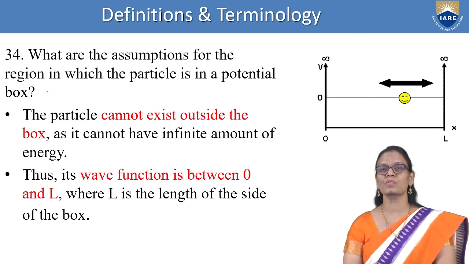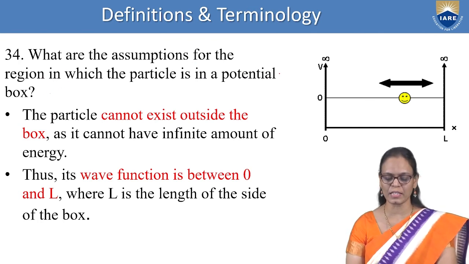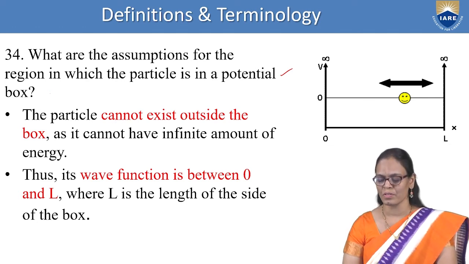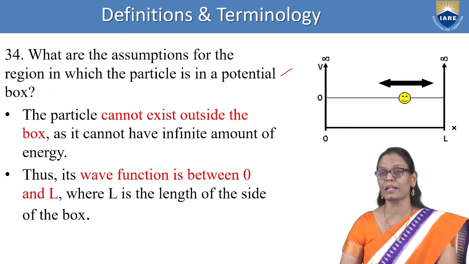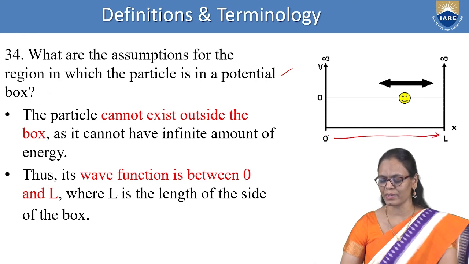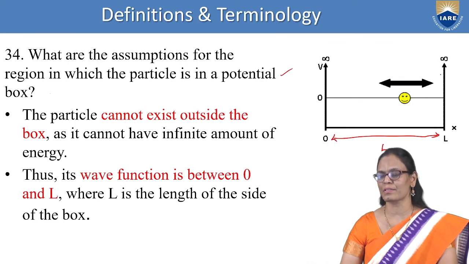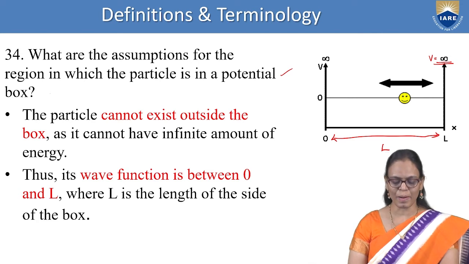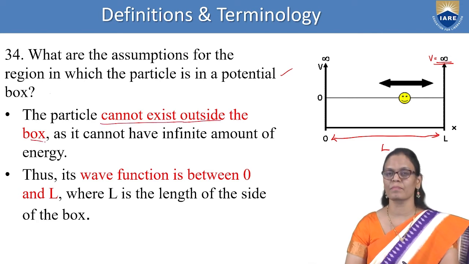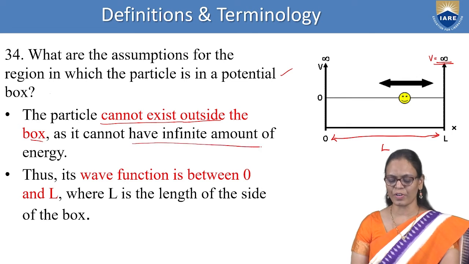Now, what are the assumptions for the region in which the particle is in a potential box? What are the conditions we are putting in this box? We are considering a particle lying inside a box of side or length L. There are impenetrable barriers, or the potential at the ends is infinite, meaning the particle cannot cross the barrier and come out. So the particle cannot exist outside the box, and it cannot have infinite energy.